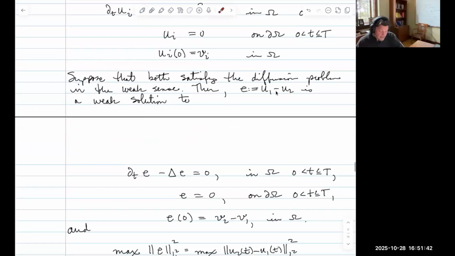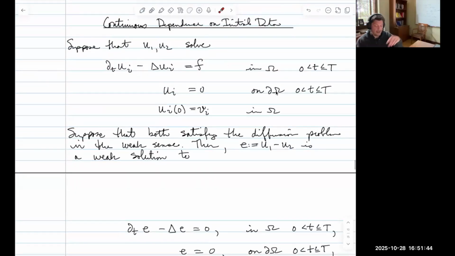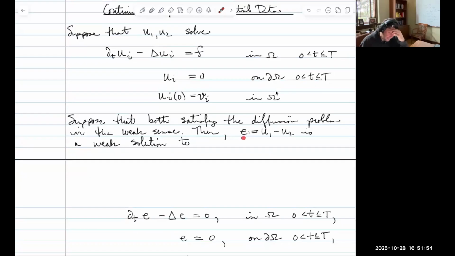Okay? So what I can do is, if I assume that I have both solutions that satisfy this problem, even if they're weak solutions, what I'm going to do is subtract. If I subtract those two, one from the other, I'm going to call that difference E. Now, this isn't really the error, it's just the difference between those two solutions, okay?